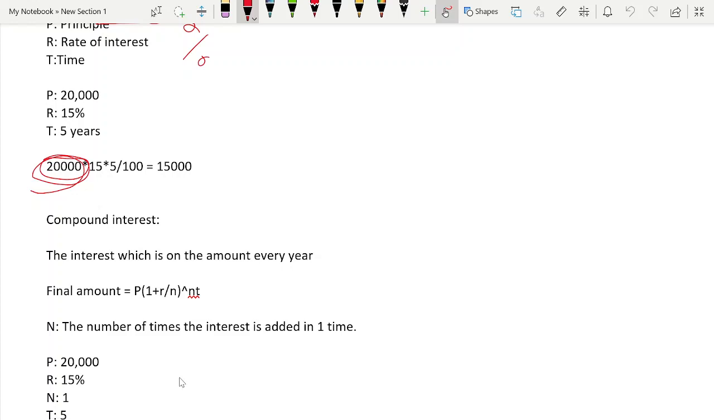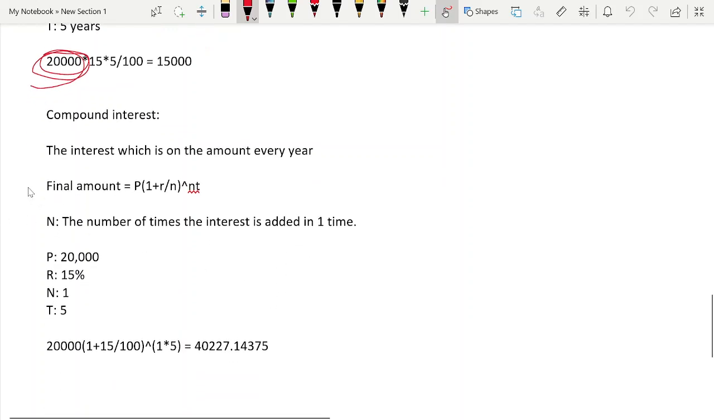So every year, you don't add the interest on the principal. You add it year by year by year. You add it on the amount, if that makes sense. So, to calculate the final amount after some period of time for the compound interest, you have this following formula. P brackets 1 plus r by n to the power of nt. N is the number of times the interest is added in one time. So in one time meaning 1 year, for example, in this case.